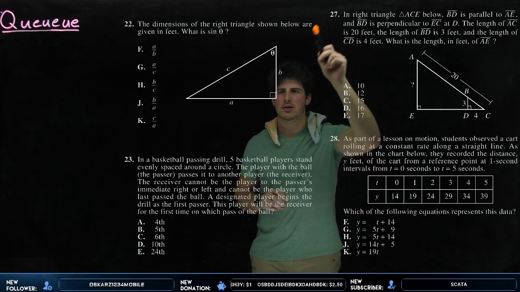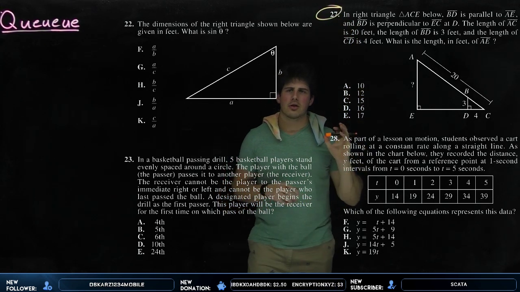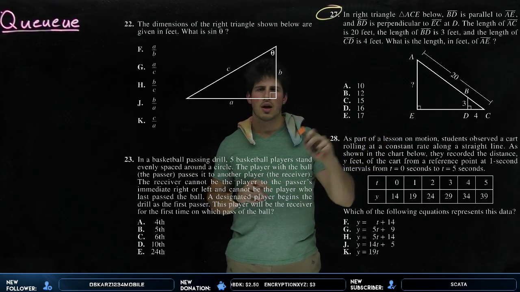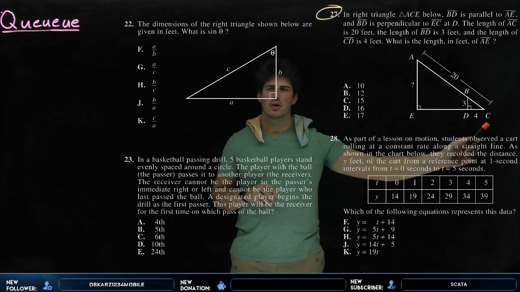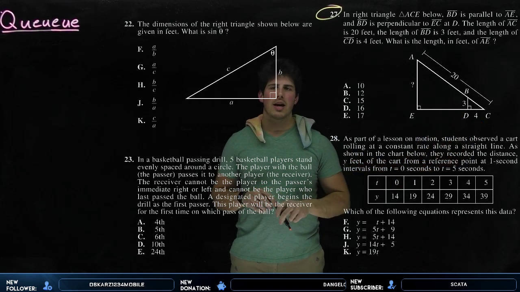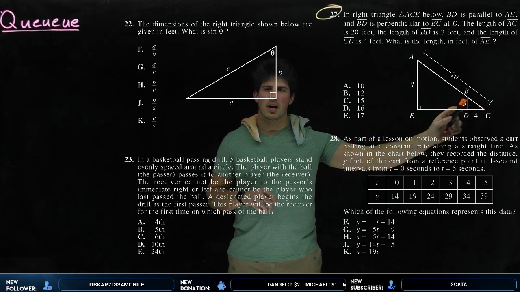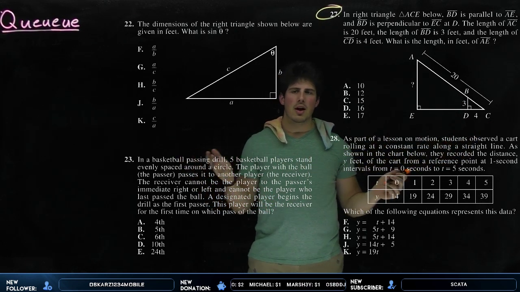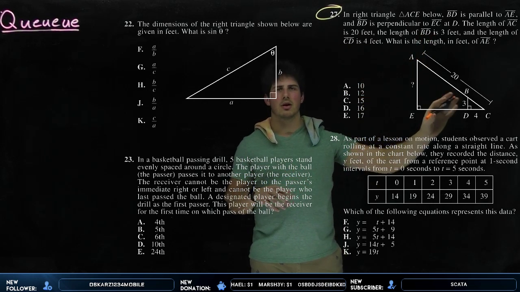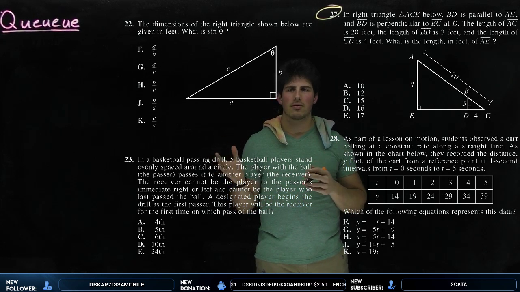Thanks. We're going over question 27 right here. For anyone watching, let me just circle that real quick. In the right triangle ACE below, BD is parallel to AE, and BD is perpendicular to EC at point D. The length of AC is 20 feet, the length of BD is 3, and the length of CD is 4. Pretty much everything they've said in the description, they've just labeled on the triangle. Now they want us to find the length of AE.